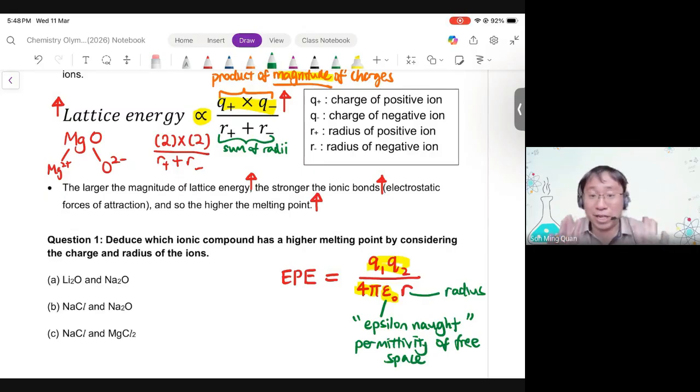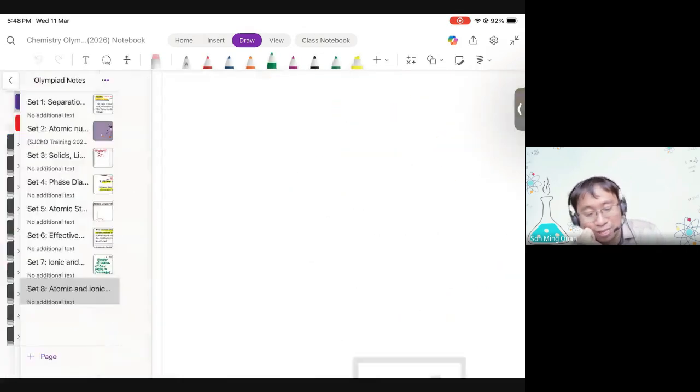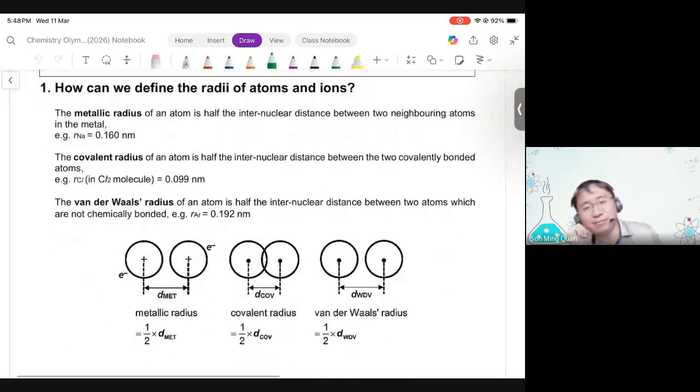And so I finished ionic bonding. At least I finished some of the ionic bonding. Okay. Now it's time to toggle over to set A. All right. So now let's flip to the back of this set where you'll find set A.